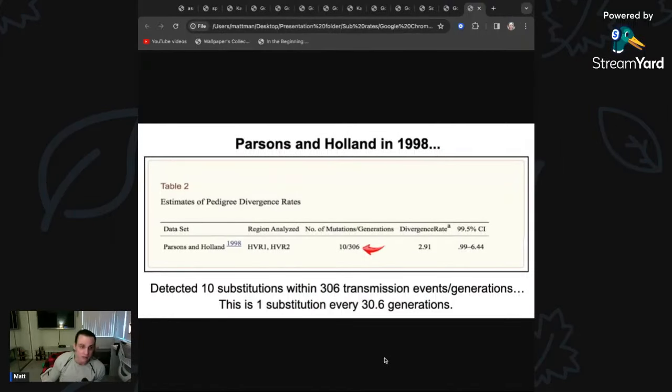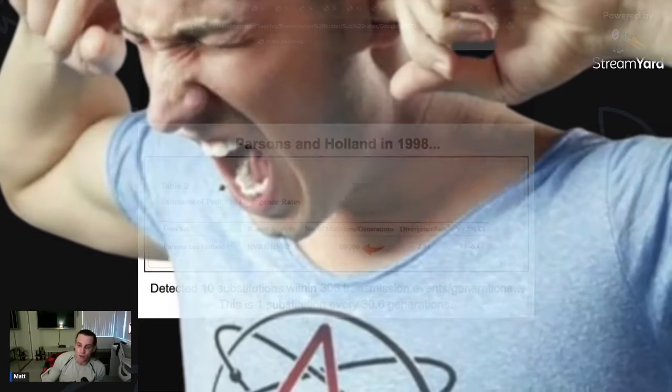Next, they didn't believe it, so somebody named Holland joined his team to refute his work, and actually confirmed it, and even made the rate faster, because they discovered that there were 10 substitutions every 306 generations, which would make that 1 out of every 30 generations, confirming the fast mutation rate yet again. So fast mutation rate, fast substitution rate, they both land on the biblical time frame.